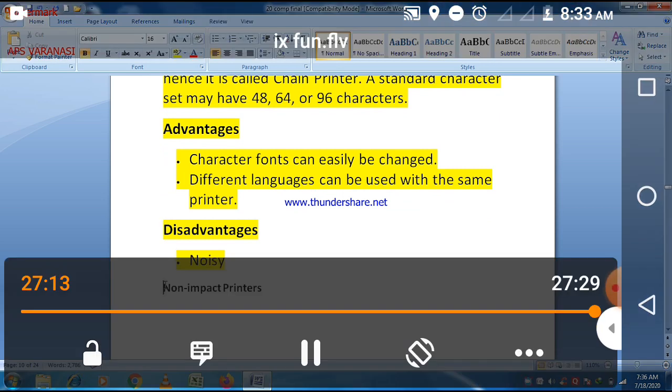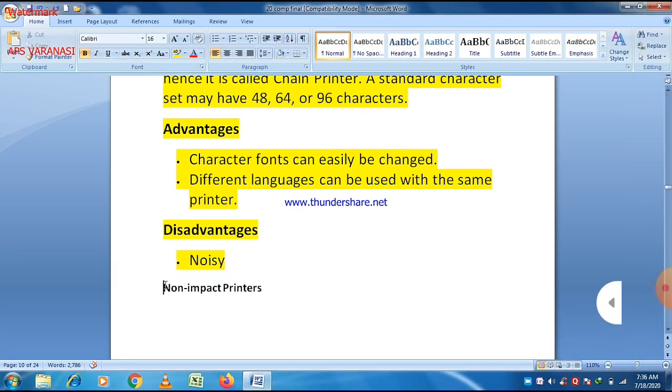So this is our topic for today, and in this lecture we discussed monitors, different types of monitors, and printers, especially impact printers. In our next lecture we will definitely discuss non-impact printers. So write all these types of printers on a copy first, and understand the terminology used, advantages and disadvantages. Non-impact printers will be discussed in our next lecture. So thanks for watching this video.